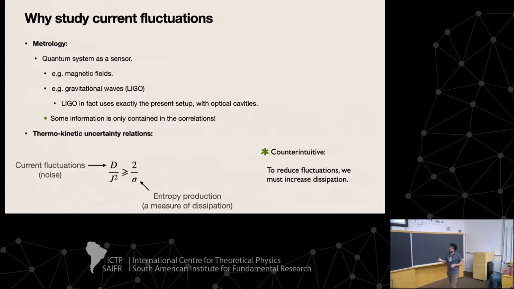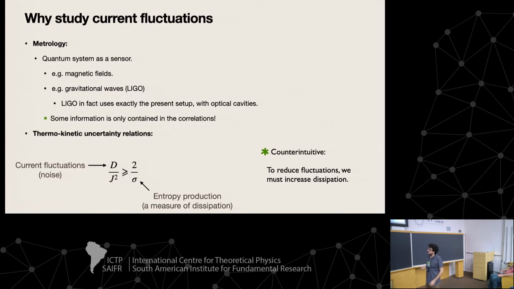Now, this result is actually counterintuitive because it says that if you want to reduce fluctuations, you actually have to increase dissipation. So in undergrad, we learned that reversible processes are good and irreversibility is bad. But if fluctuation is an issue, then actually you might want the process to be more irreversible, which can be used to reduce the fluctuations.